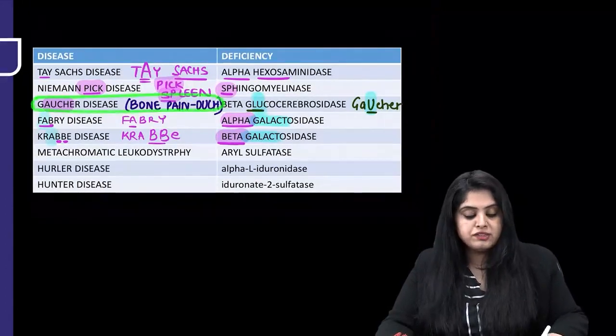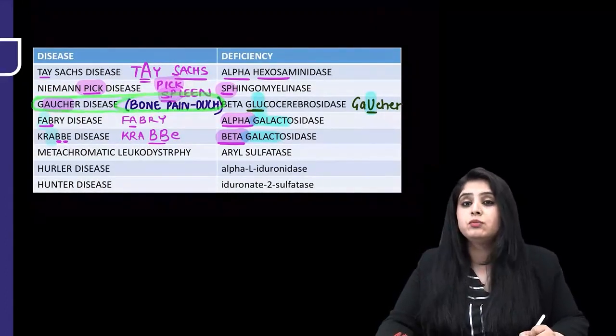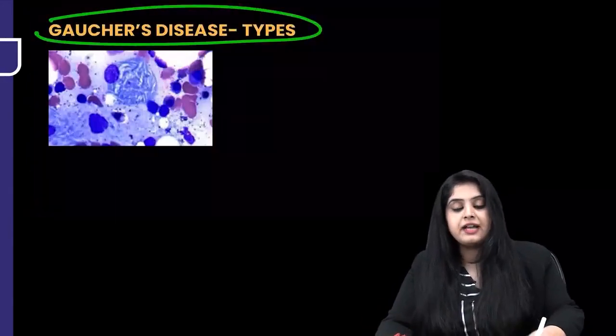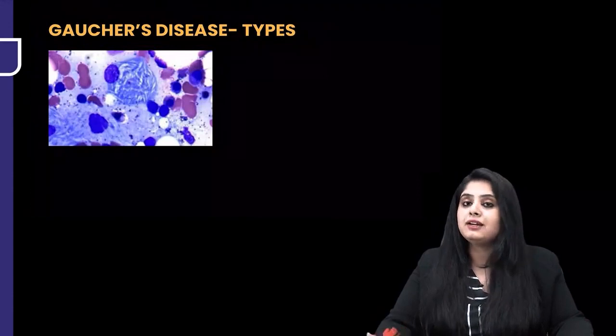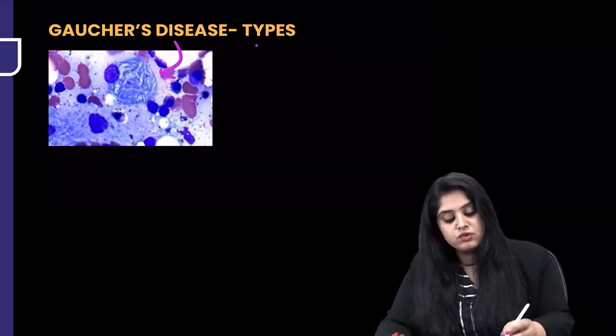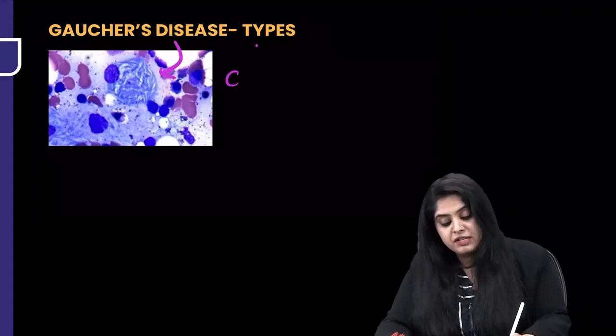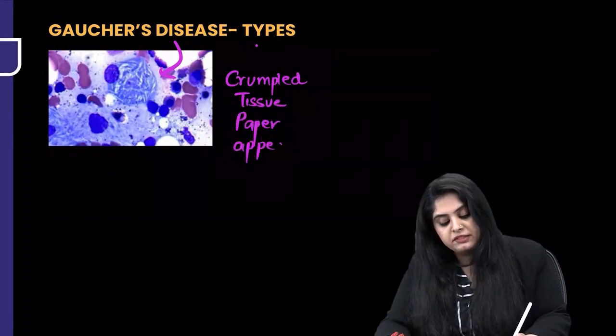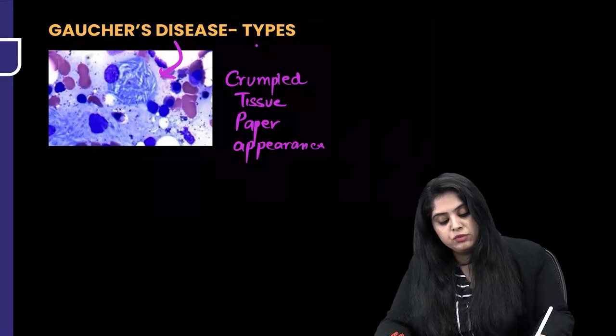coming back to Gaucher's, I just told you that these patients present with bone pain: gouge, Gaucher's, glucocerebrosidase. This has been a hat trick in NEET PG and FMG with back-to-back sessions showing you this. Remember, Gaucher's disease is going to show you the very, very famous crumpled tissue paper appearance. It shows you the famous crumpled tissue paper appearance. And this is the most famous image.